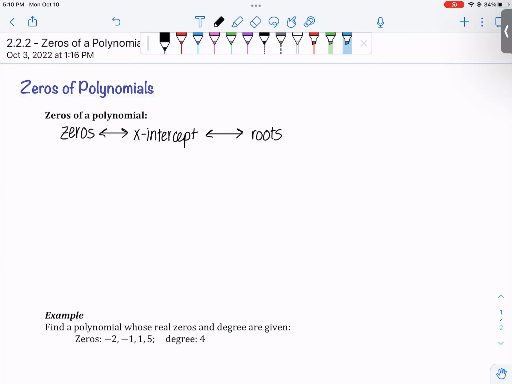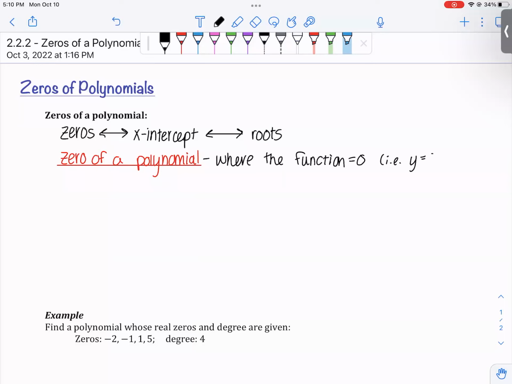So a root of a polynomial, a zero of a polynomial, and an x-intercept of a polynomial all refer to the same idea. It's where the function is equal to zero, i.e., y equals zero. When we say that the function equals zero, we mean that y equals zero.